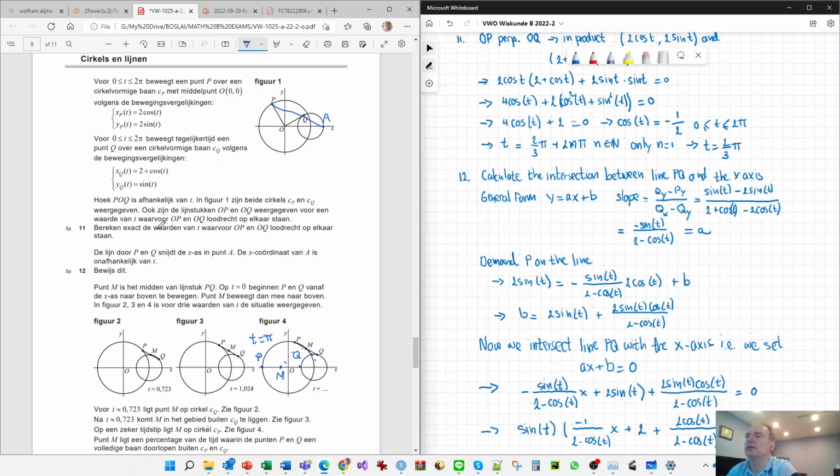Okay, well, how do we show that? That's what they're asking. Well, calculate the intersection. Just write an expression for this line and intersect with the x-axis, and then just show that that doesn't depend on t.